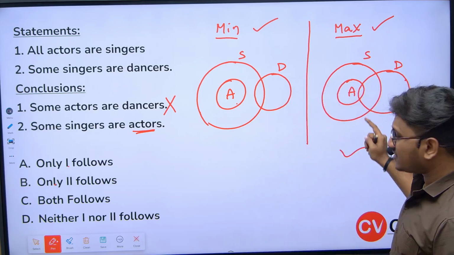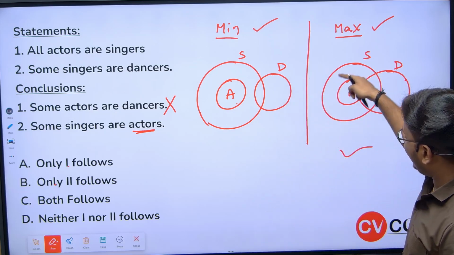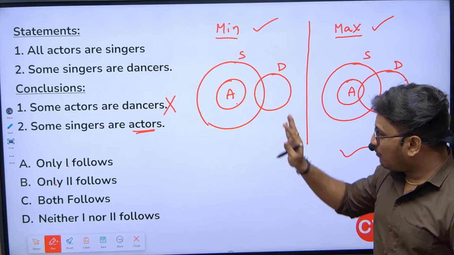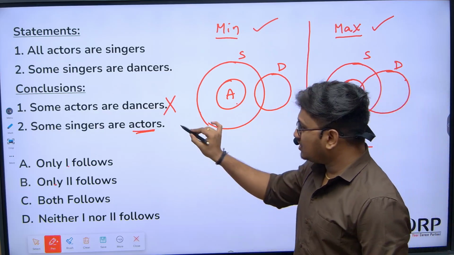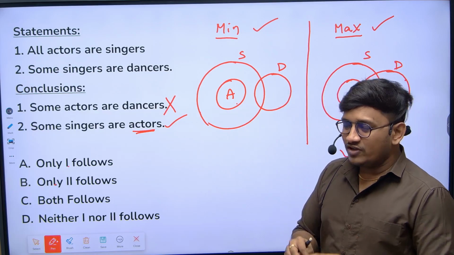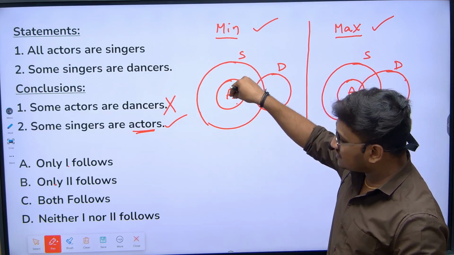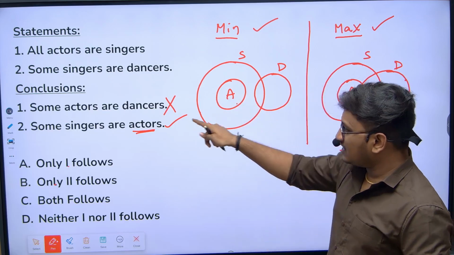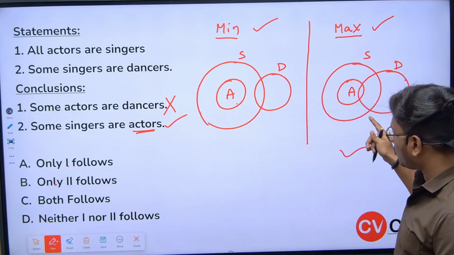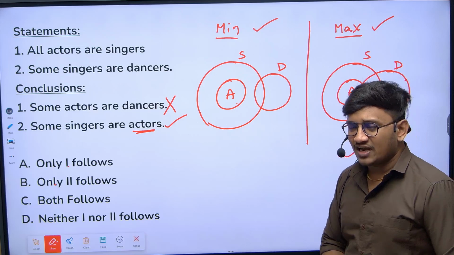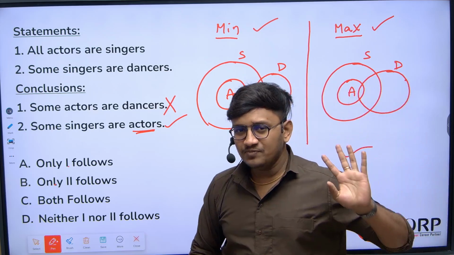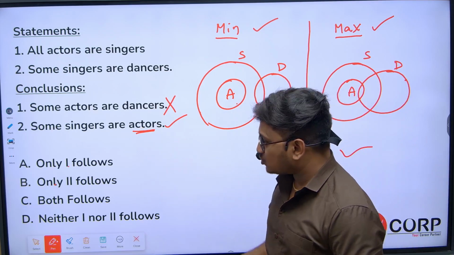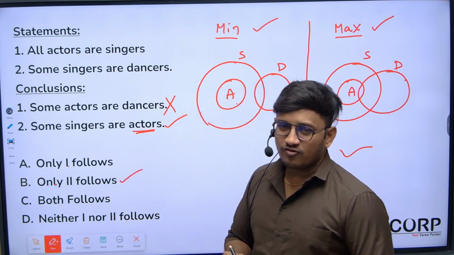Now what about this case? Even in this case, in the entire circle of singers, some actors are there inside the singers. Both cases show this conclusion is correct, because all the actors are inside the singers, so obviously some part of singers is occupied by actors. This diagram says the conclusion is correct, and even this diagram says the second conclusion is correct. You can draw any possible diagram, and it will show the second conclusion is correct. So my final answer is only 2 follows.